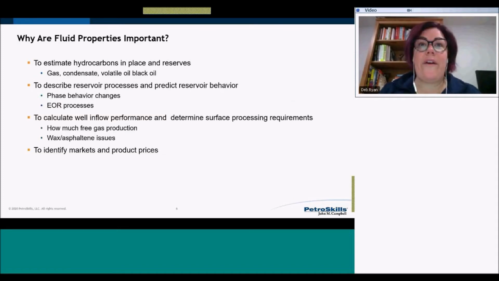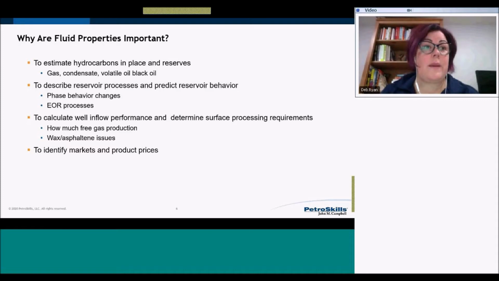So, why are our fluid properties important? First of all, we need to understand what kind of fluid we have in the ground so that we can estimate the volume of hydrocarbons, oil and gas in the ground. And then we also need to understand it so that we can look at what our reserves and resource evaluations look like, what that recoverable component looks like for gas, for condensates, for volatile oils, and for black oils. And to do that, we really have to be able to define and describe the reservoir process that the fluids undergo as we deplete our reservoirs so that we can actually predict our reservoir behavior.